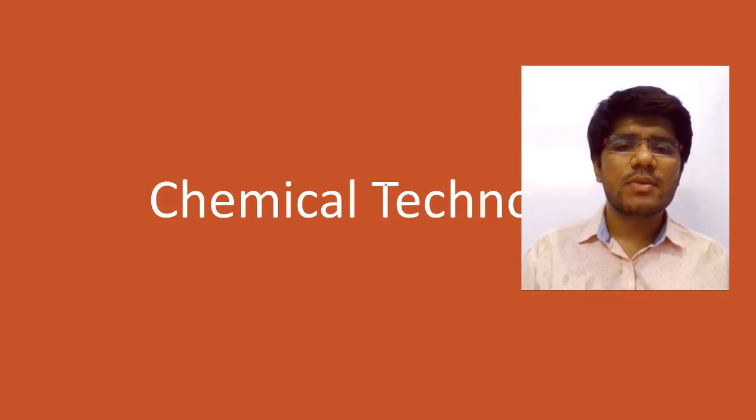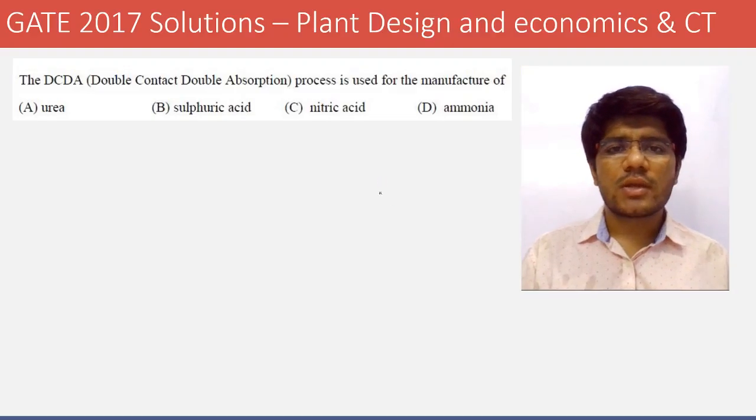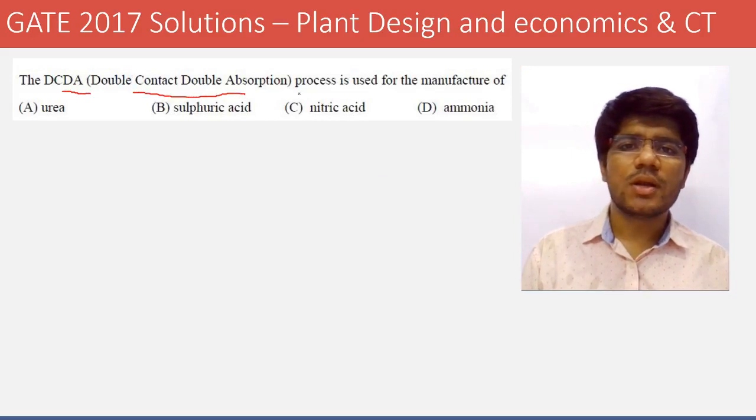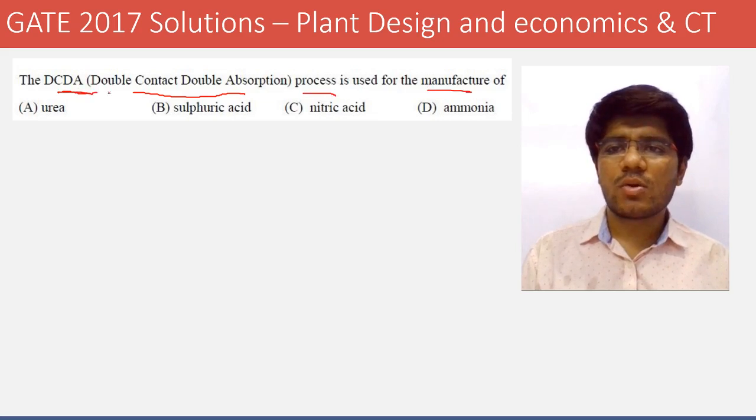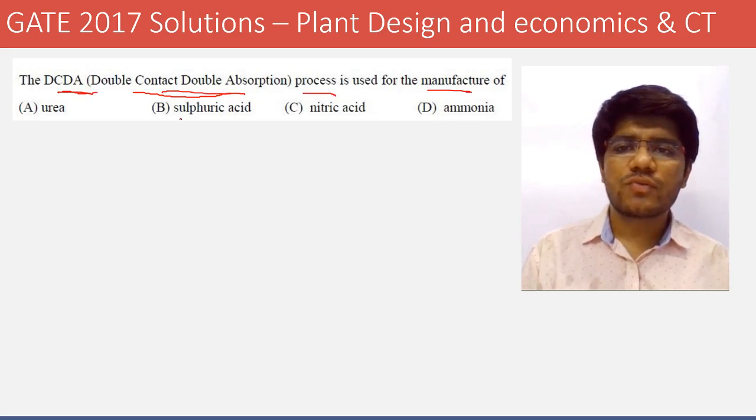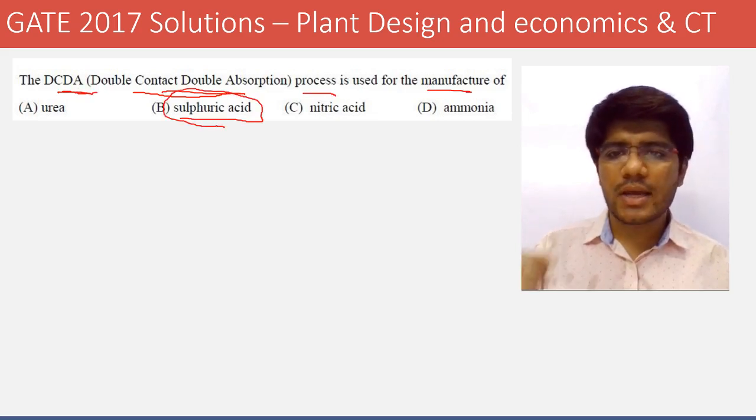Now the next topic is chemical technology. In chemical technology, the first question is: the DCDA, double contact double absorption process, is used for the manufacture of. So this double contact double absorption is used for making sulfuric acid. This is again a direct question.